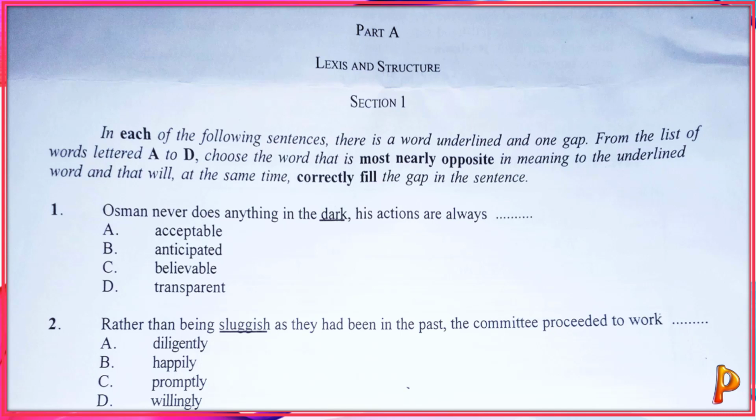Question 2. Rather than being sluggish, as they had been in the past, the committee proceeded to work dash. A. The committee proceeded to work diligently. B. The committee proceeded to work happily. C. The committee proceeded to work promptly. D. The committee proceeded to work willingly. The correct answer to this question is answer C. The committee proceeded to work promptly, rather than being sluggish, as they had been in the past.